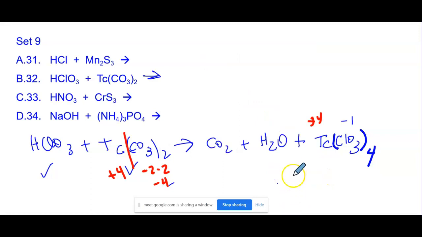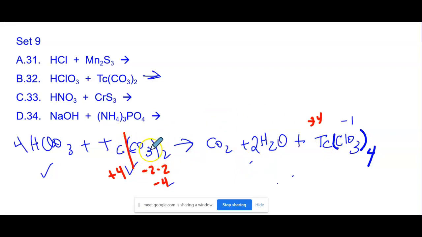That makes sense? And now let's balance it because now everything's good. So I see that I have 4 CLs. Do you see? So I need 4 CLs on this side. So I'm going to put a 4 here, which gives me 4 H's. So I need 4 H's over here. So I put a 2 there. Now my H's and CLs look good. My TCs are good 1 to 1. But look at my carbons.